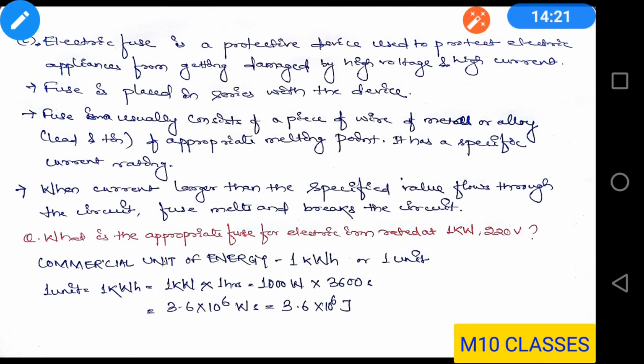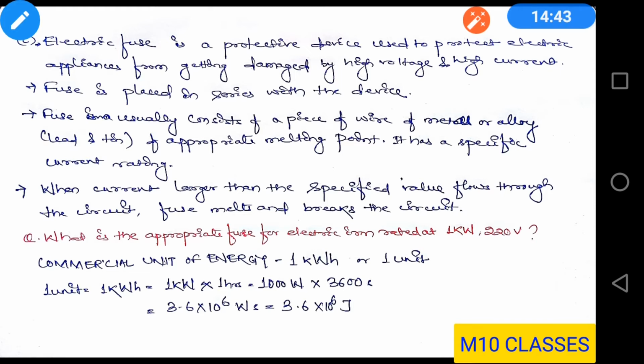So students, whenever your fuse is melted and damaged, do not use any wire to replace the fuse. Call an electrician, let him replace it with a fuse of appropriate current rating, or else your appliances will get damaged.